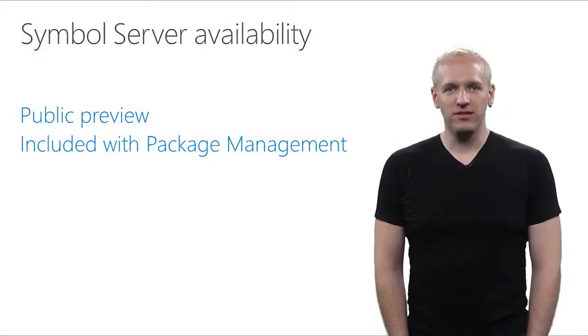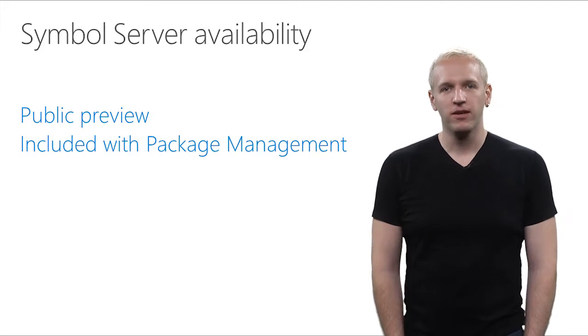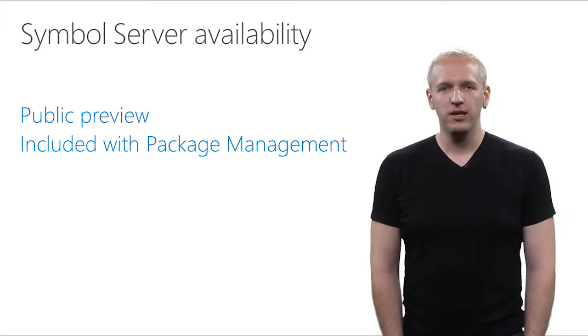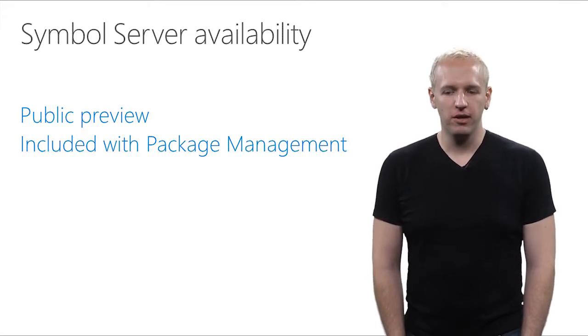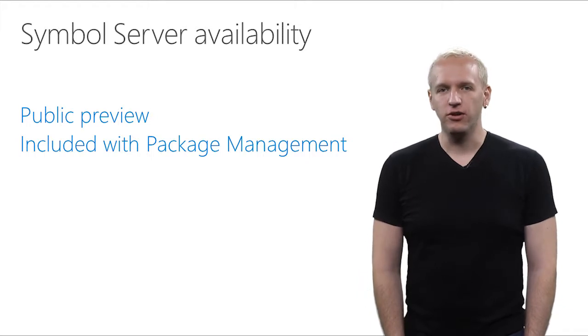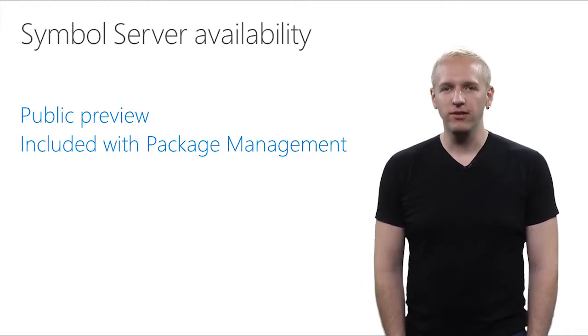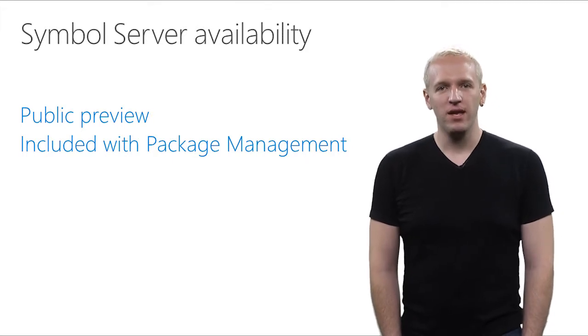Symbol Server for VSTS is now in public preview as part of the Package Management extension. If you've already installed Package Management, just open the Preview Features panel. It's under your profile picture. Select For This Account from the dropdown and toggle the Symbol Server feature on. If you haven't installed Package Management, do that first, and you'll find a link at the end of this video.